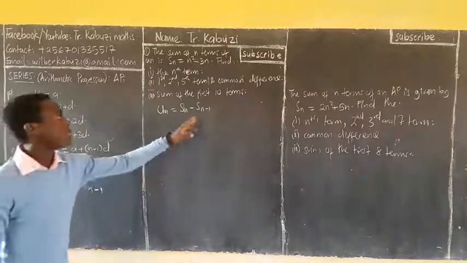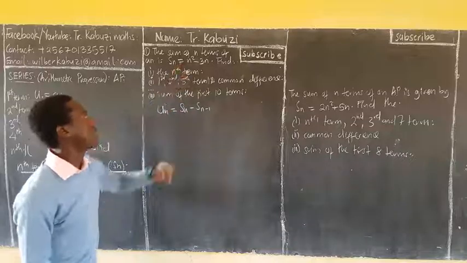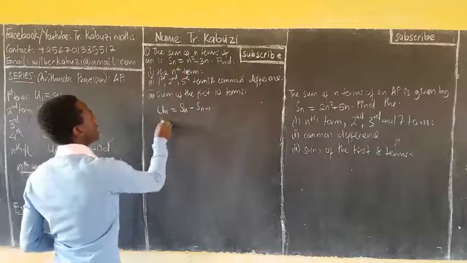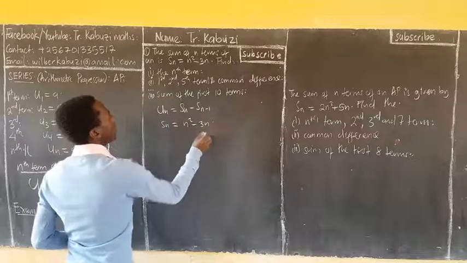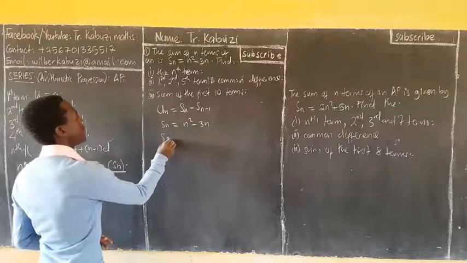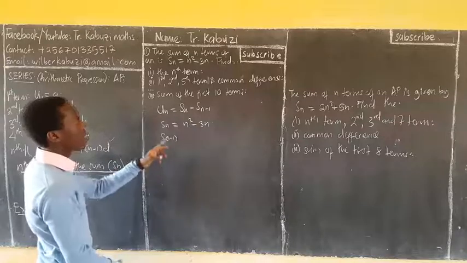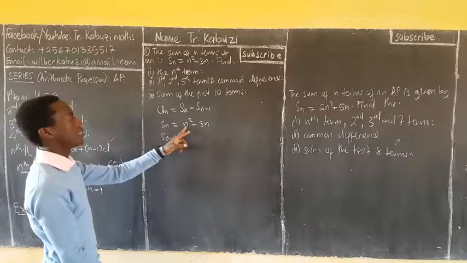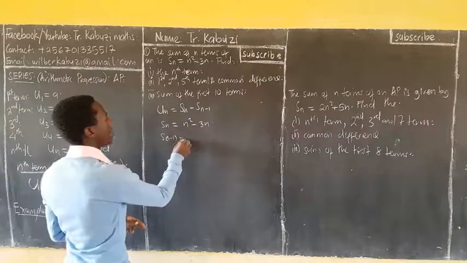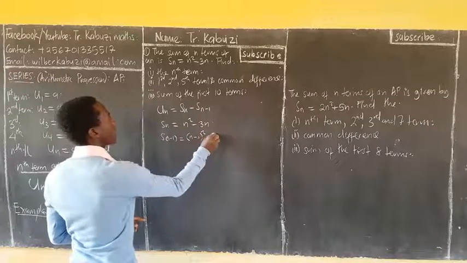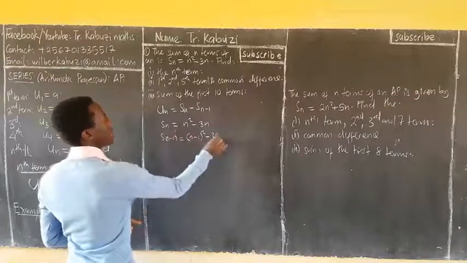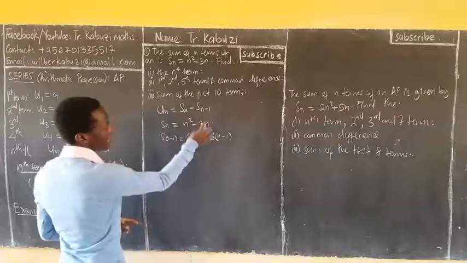So these are substitutes. Now our Sn is given in the equation. From here our Sn is n squared minus 3n. Now to get S(n minus 1), where there is n, we substitute in this formula. So where there is n, I'm going to put n minus 1 squared minus 3 into, where there is n, I put n minus 1 in this formula.